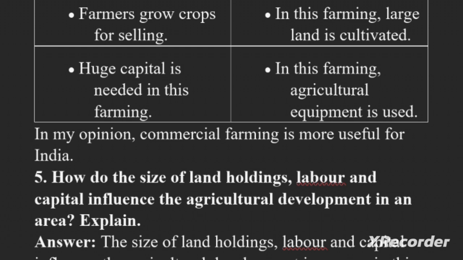Labor: the availability of labor has great influence on cropping pattern of a region. The labor requirement varies with different crops. Capital means punji, the money. The cultivation of commercial crops using new technologies requires more capital, compared to the traditional way of cultivation.